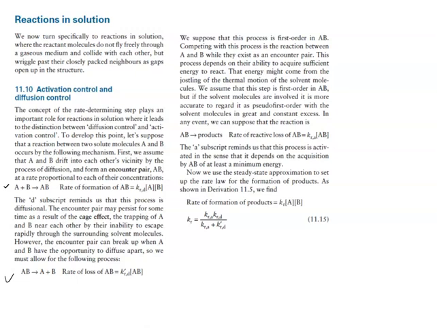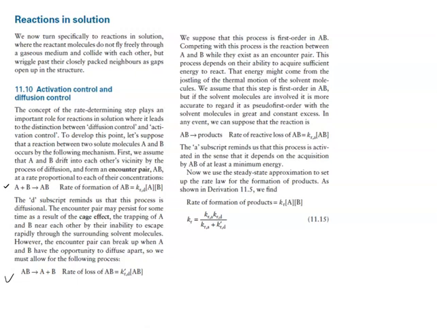In any event, we can suppose the reaction is the encounter pair AB goes to products, where the rate of reactive loss of AB equals the rate constant K_A times the concentration of AB, where the A subscript reminds us that this process is activated in a sense, but it depends on the acquisition by AB of at least a minimum amount of energy. Now we use the steady-state approximation to set up the rate law for the formation of products.